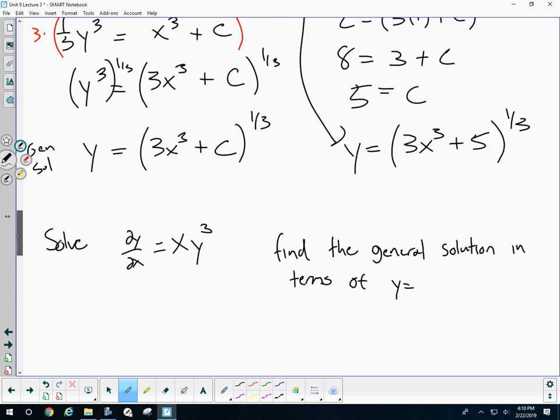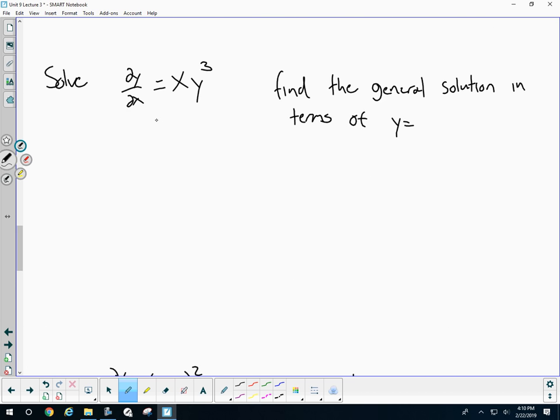Okay, this one is a little bit different than the previous two in that it's not x over y, it's x times y. Algebraically, what would I have to do? I'd have to divide by y cubed, or multiply both sides by 1 over y cubed, giving me 1 over y cubed dy. Multiply both sides by dx gives me x dx. We'll have to take the antiderivative of both sides. Now the antiderivative of x, 1/2 x squared, that's easy.